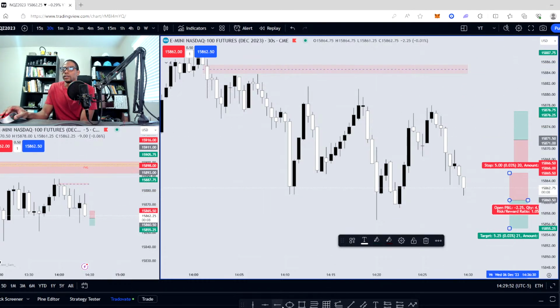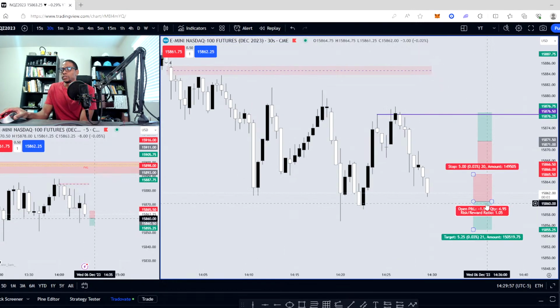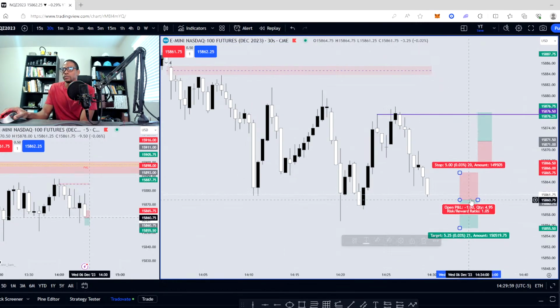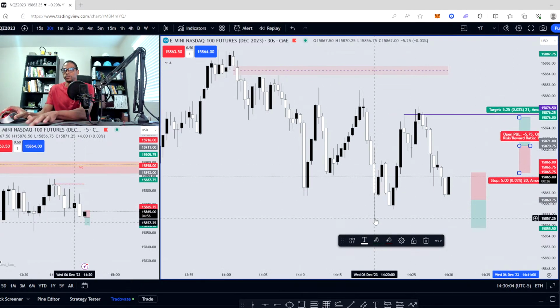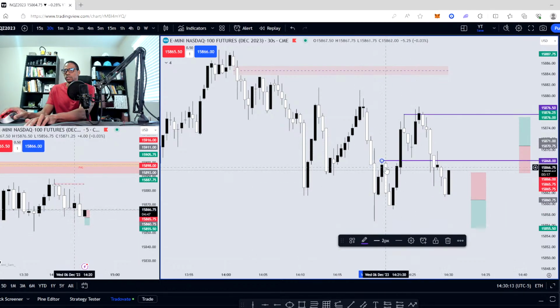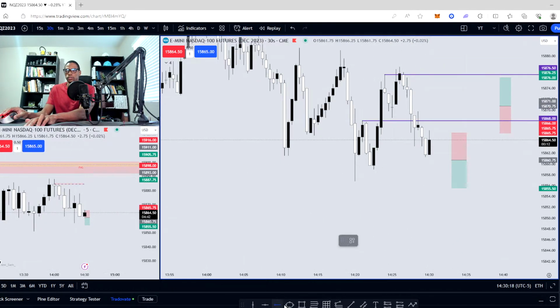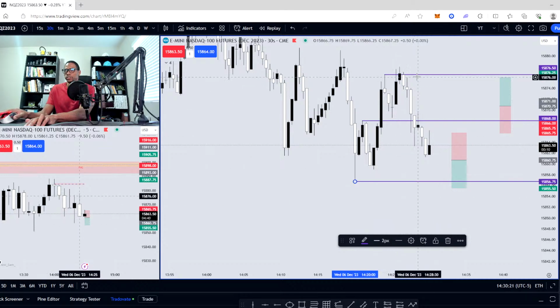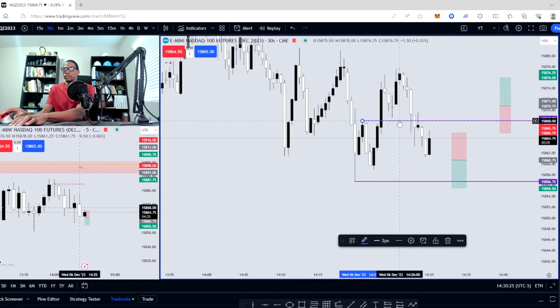Okay, so we had a high swept here. Now we just want to get our short tool ready. Looks like potentially there's a short coming. There was a low made down here. It's several, yeah, high swept there, high swept here. And now we're just looking for a sweep of the lows. So that would be our entry. Well, I'm sorry, that would be our trigger to get ready for an entry.